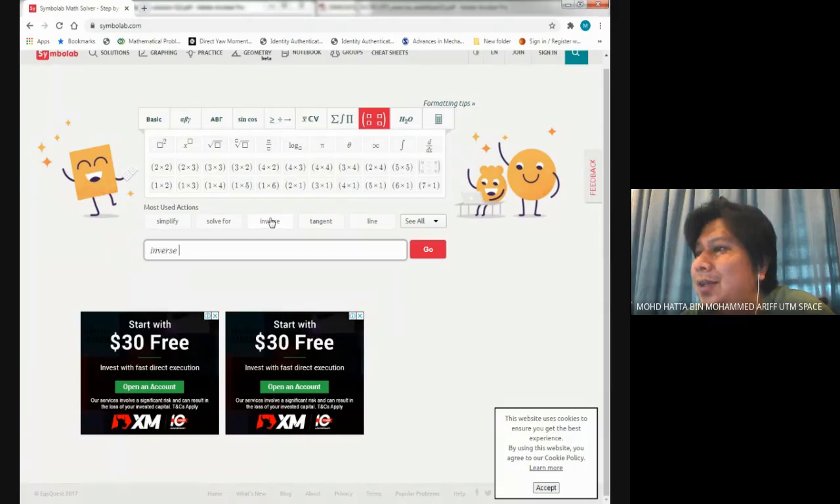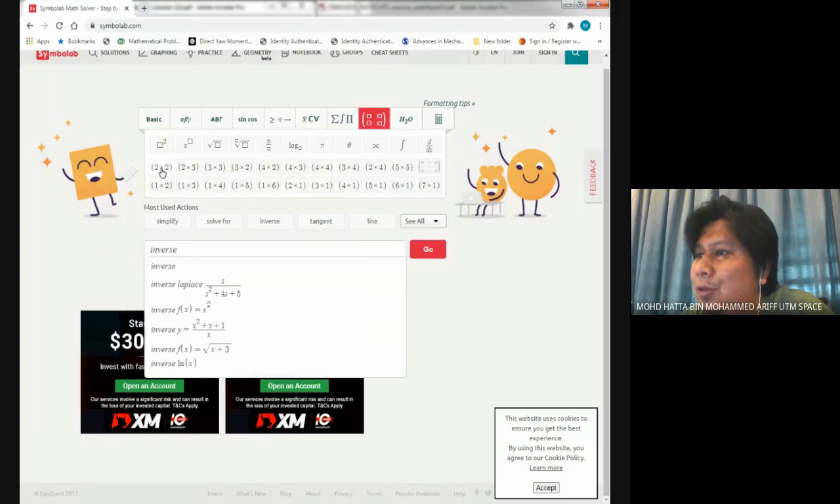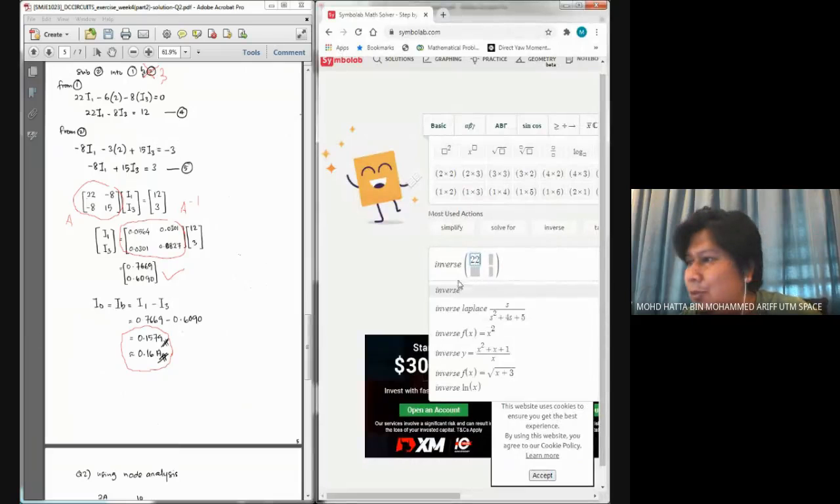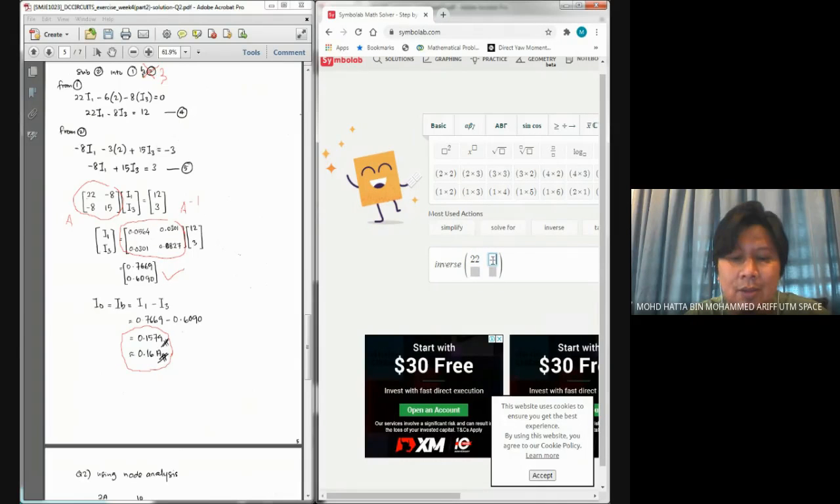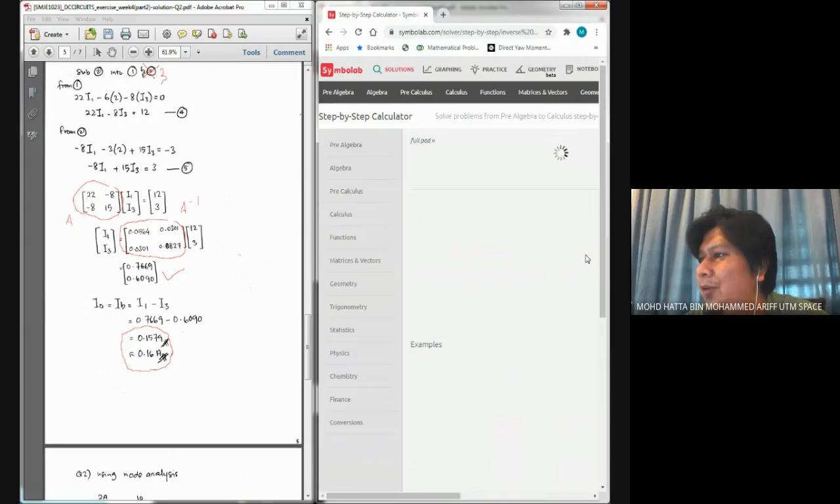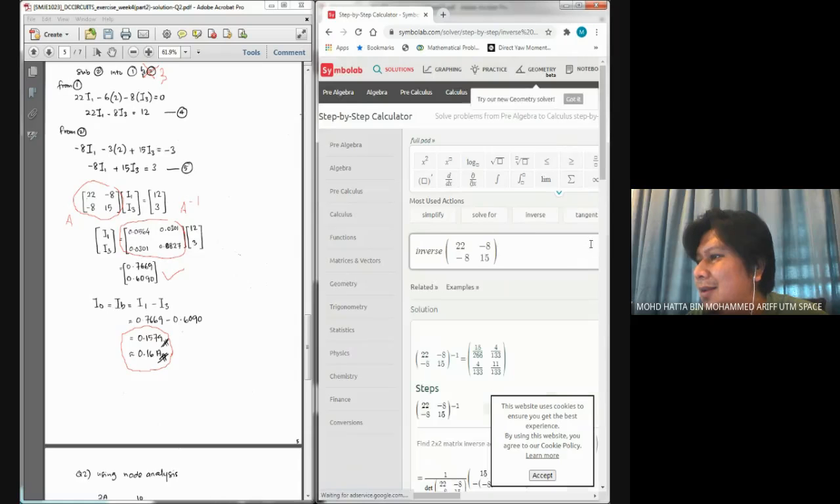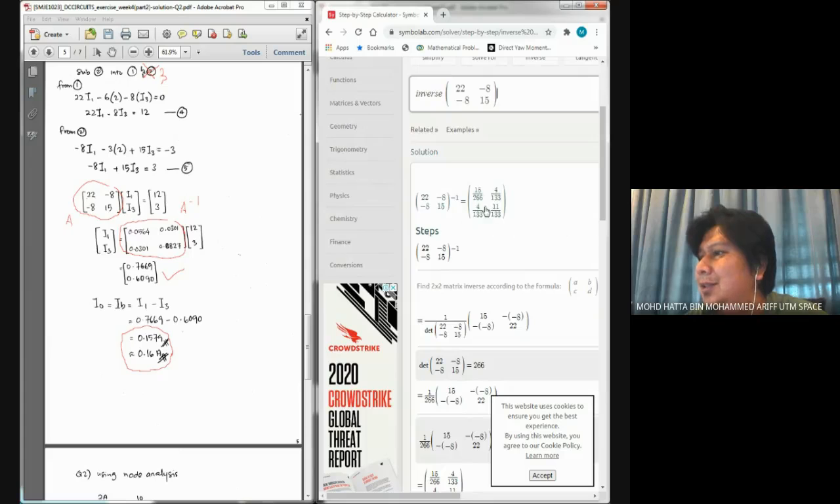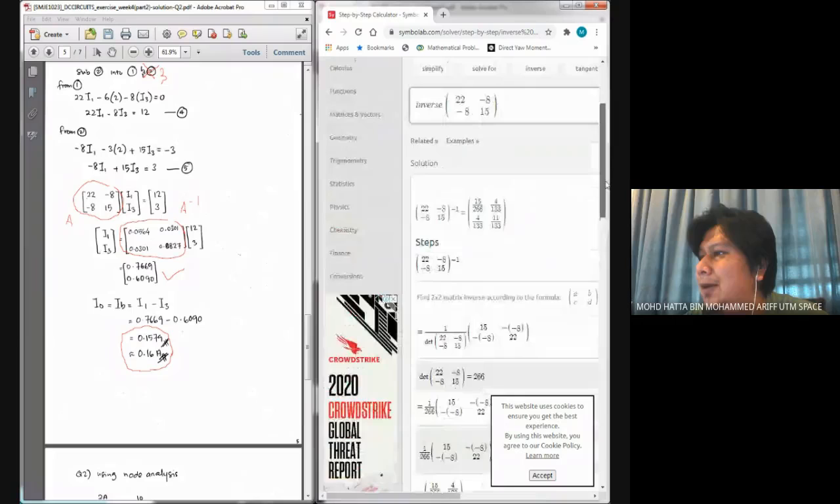Oh, right. Inverse matrix 2 by 2. Okay. Right. I put my numbers 22, -8, -8, and 15. Okay. And then go. Wait for me. Okay, you will get the answer instantly. This is the answer for the inverse of this matrix. And the steps are as mentioned over here.